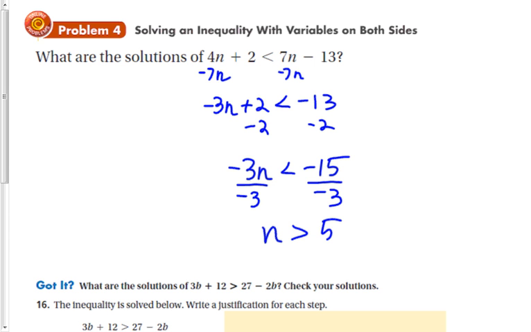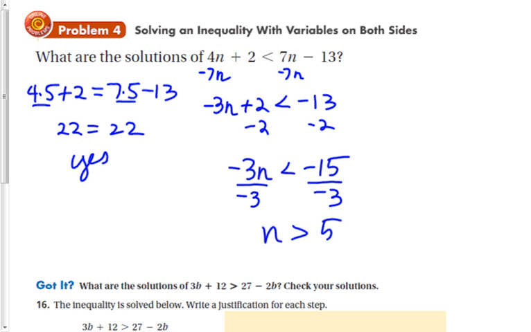This one I better check because we did quite a bit to change it. So my endpoint 5 should make it equal. So 4 times 5 plus 2 should equal 7 times 5 minus 13. And that's 20 plus 2 is 22. And 35 minus 13 is also 22. So that's good. I got the right endpoint.